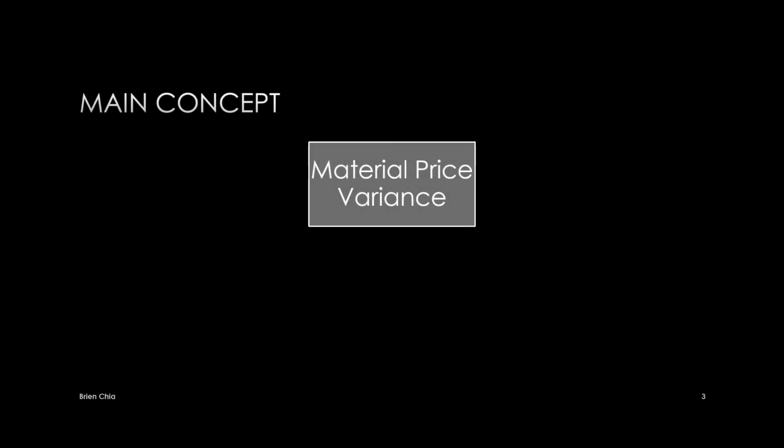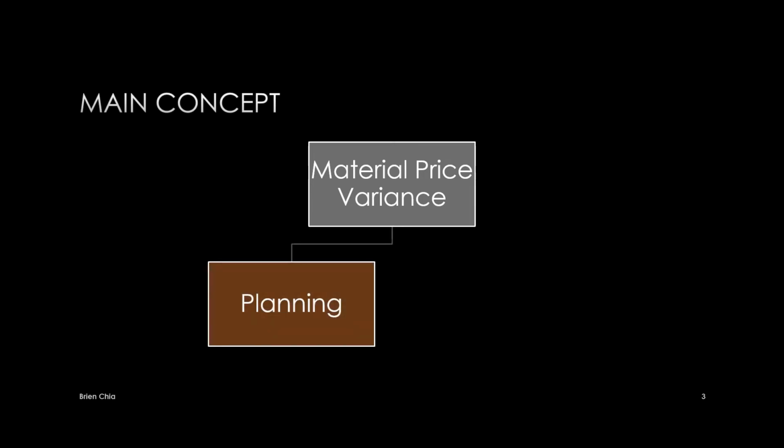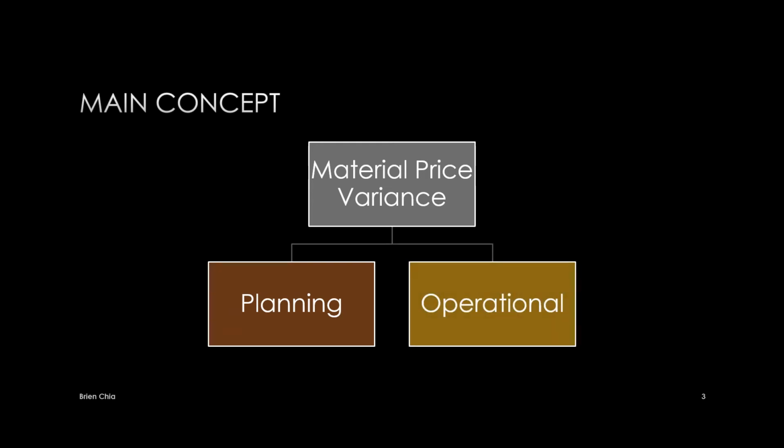Now in the paper F5, we can split material price variances into two parts. The first part is planning, and the second part would be operational. Now planning is related to budgets. That means you might have one or more revisions of the budget. So we're talking about budgets.